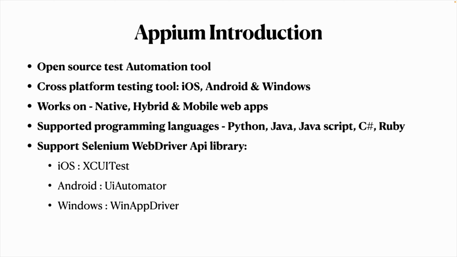And then if we are automating any application which is running on the Android platform, right, then Android has developed a framework, that is the UI Automator framework. So Appium is going to use the UI Automator framework to connect to the application which is running on the Android device. Now the last one is Windows. If you are testing any applications which are running on Windows, then you can use WinAppDriver as a framework, right?